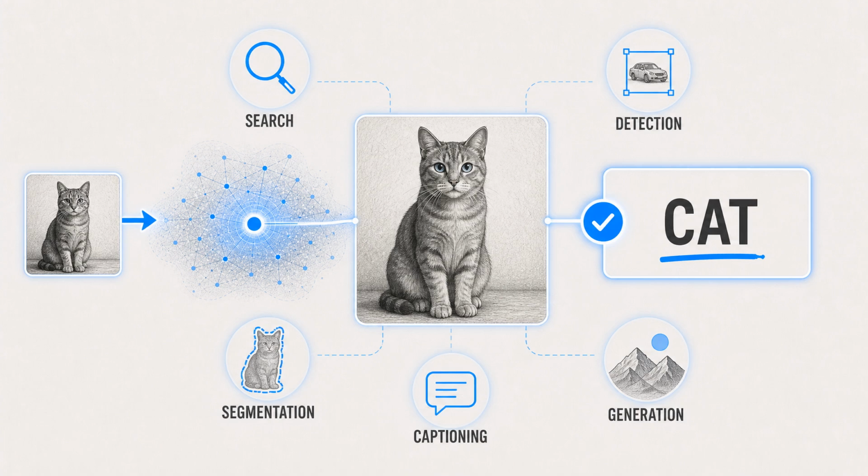One common task is classification. The model receives an image and chooses a label, such as cat, truck, or mushroom. But classification is only one use of vision. The same basic idea can support search, detection, segmentation, captioning, and generation.